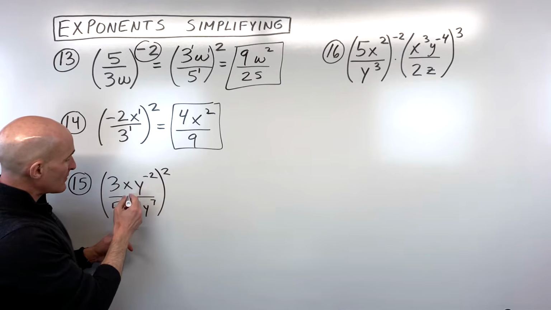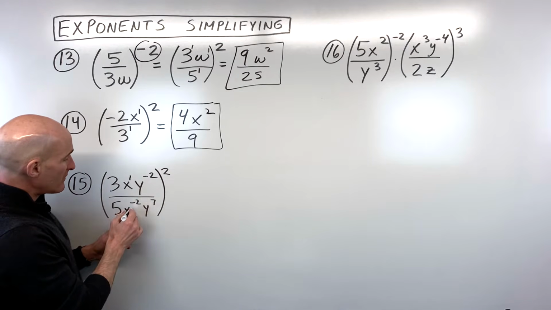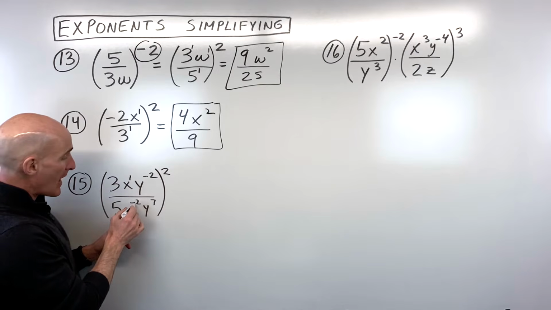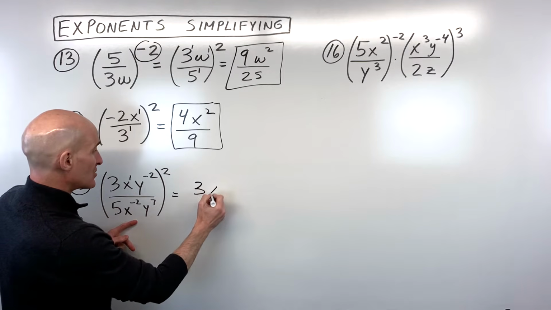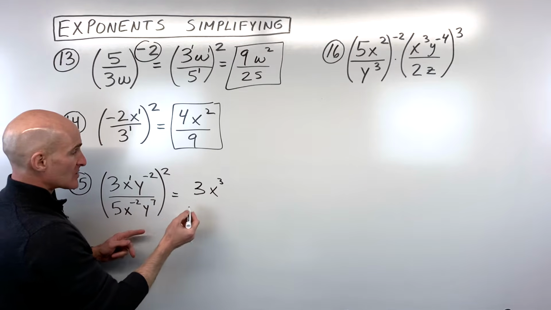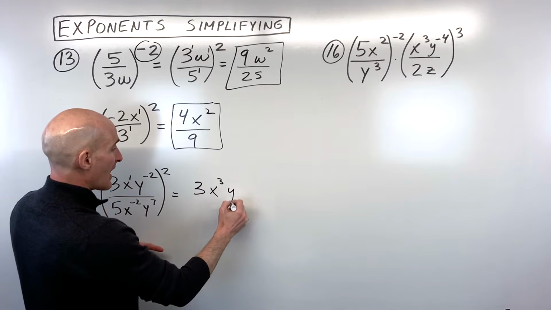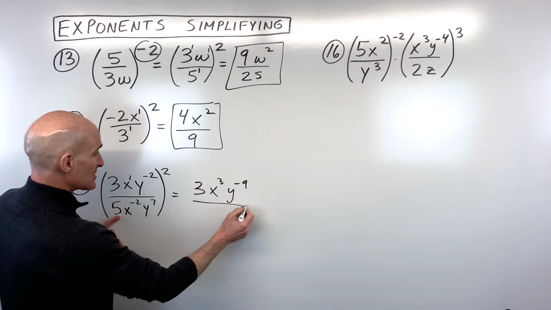Well, let's maybe simplify what's inside first. So this is understood to be a 1. When we divide, we subtract. So 1 minus negative 2 is like 1 plus 2. So that's giving us x to the third power. And then negative 2 minus 7, that's really giving us negative 9. So that's negative 9. And then the 5 here is still in the denominator.